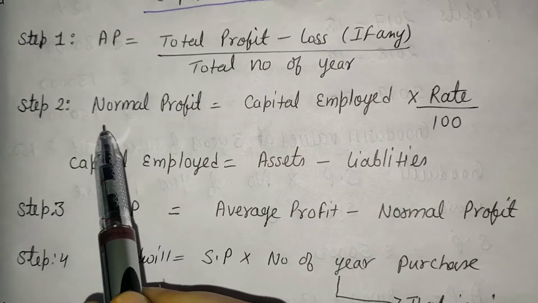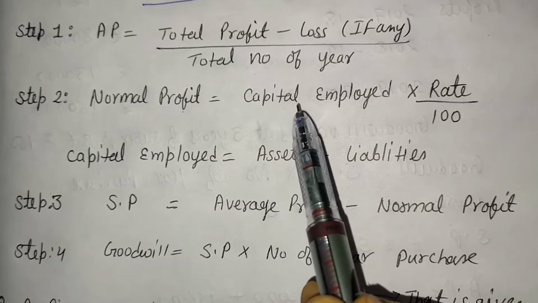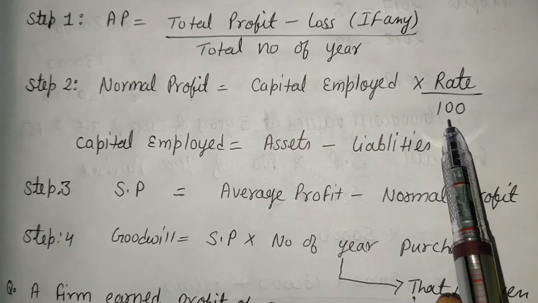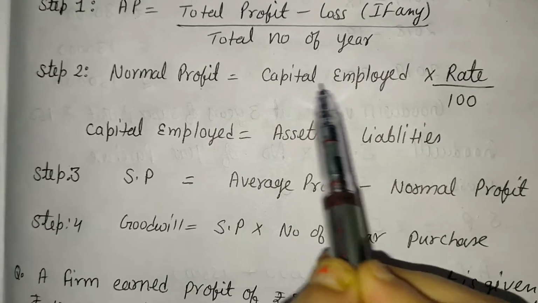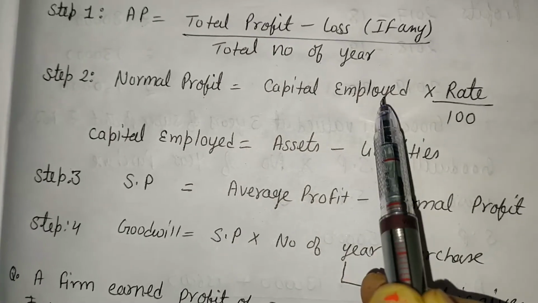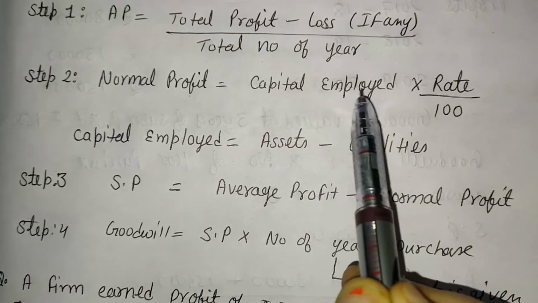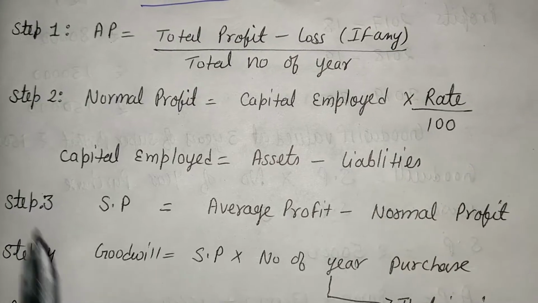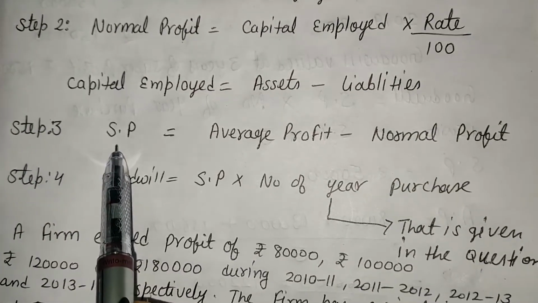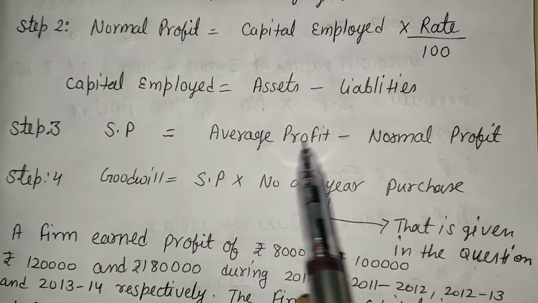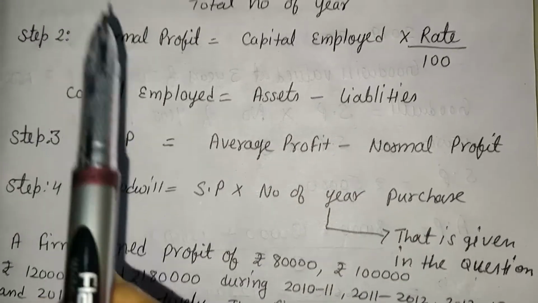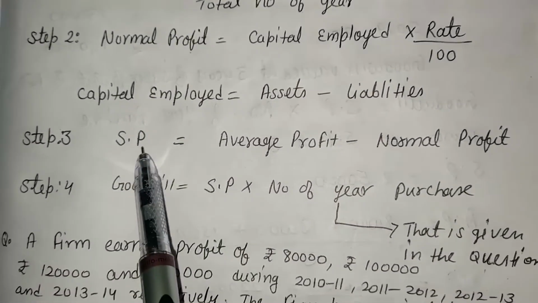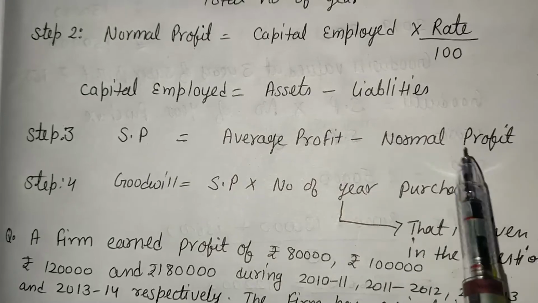The second step is normal profit. The formula of calculating normal profit is capital employed multiply rate divided by 100. If capital employed is not given in the question, at that time we calculate the value of capital employed with the formula assets minus liability. The third step is super profit. Super profit is equal to average profit minus normal profit, that we had already calculated in step 1 and step 2.